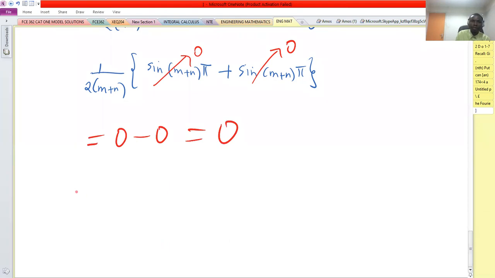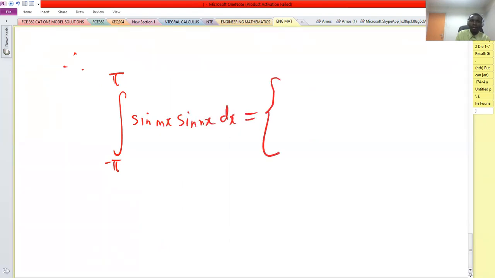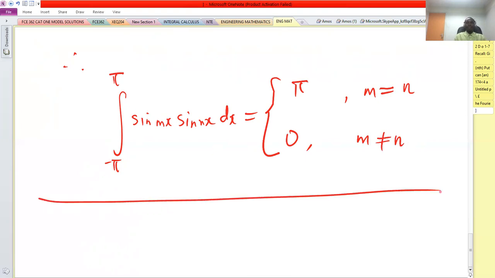So therefore, in general, the integral from minus pi to pi of sine mx times sine nx dx has two values: pi when m equals n, and 0 when m is not equal to n. So that is the solution.